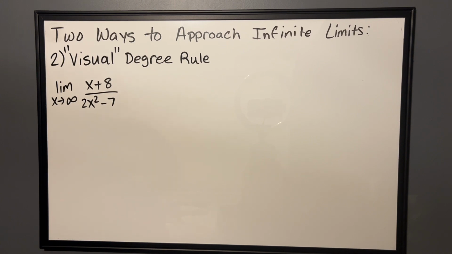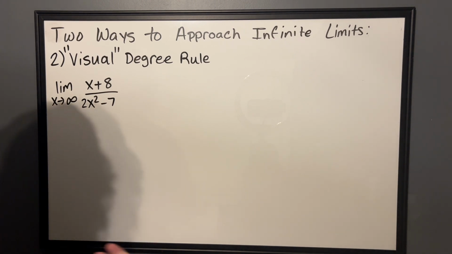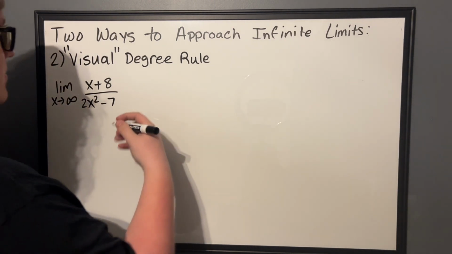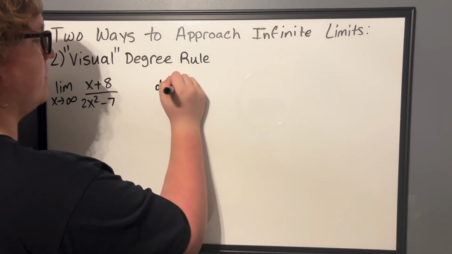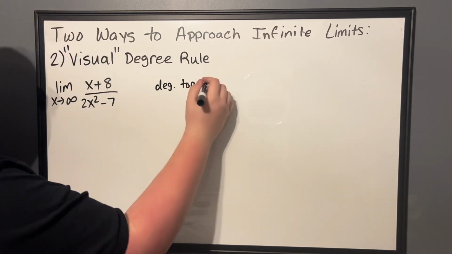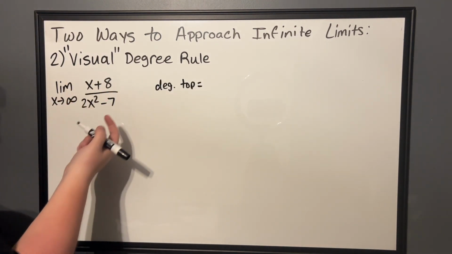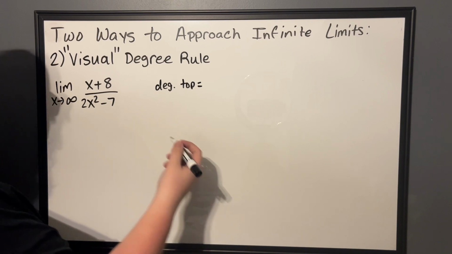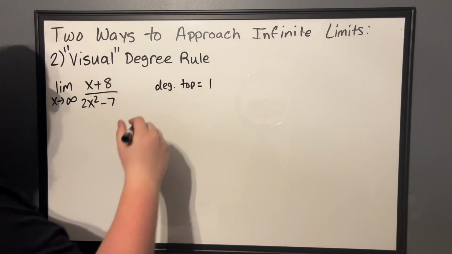So we have the limit as x goes to infinity of (x + 8) over (2x squared minus 7). Now again, we did do this example earlier, but it's important to make sure that we get the same thing. So we want to look at the degree of the top and the degree of the bottom, right? In this case, the degree of the top is equal to what? Well, we just have x plus 8, so the power of x is just a 1, so that means the degree of the top is 1.